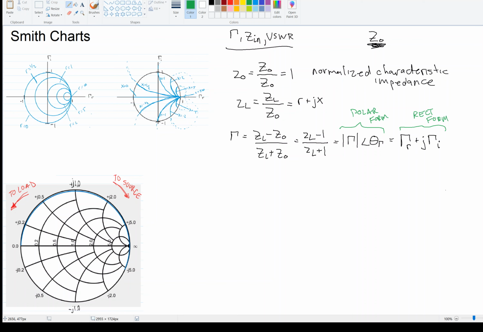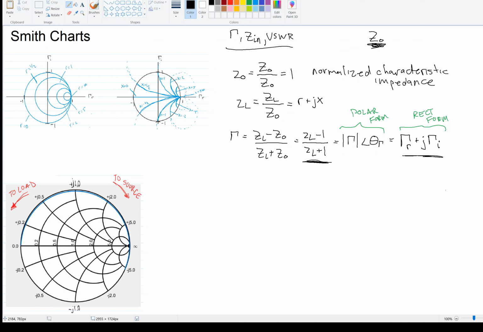And I have not changed gamma here. We did the same thing to the numerator and the denominator, and so the gamma is the same as it's always been. Now, I'm going to manipulate this equation a little bit, and I'm going to solve this for lowercase zl. So I'm looking at this quantity here and this quantity here.